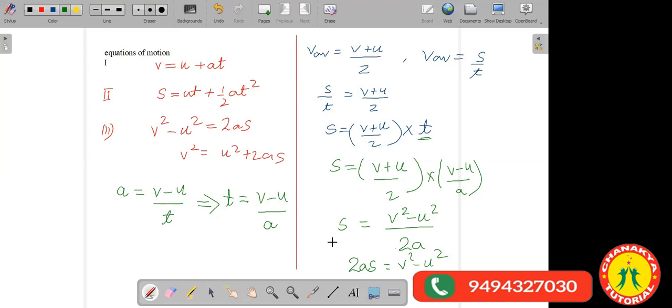Okay. So again, I make a list of all these equations of motion here. We have the first equation of motion as V equals U plus AT. The second equation of motion we have S equals UT plus 1 over 2 AT square. Then we have the third equation as V square minus U square equals 2AS. So in this way, we have all the three equations of motion.